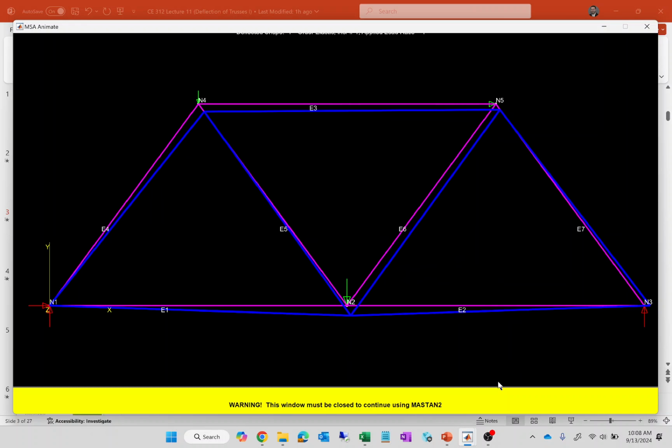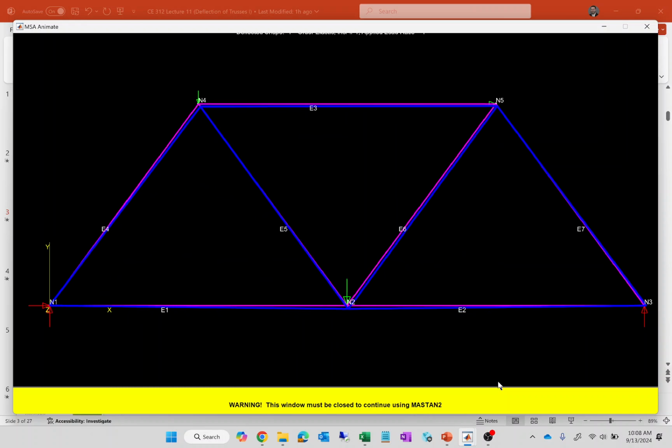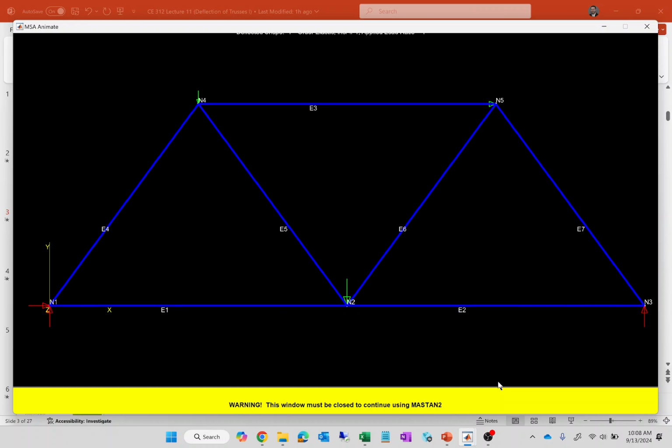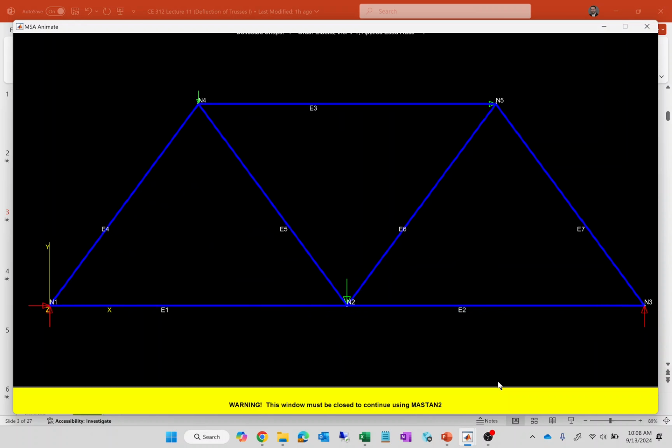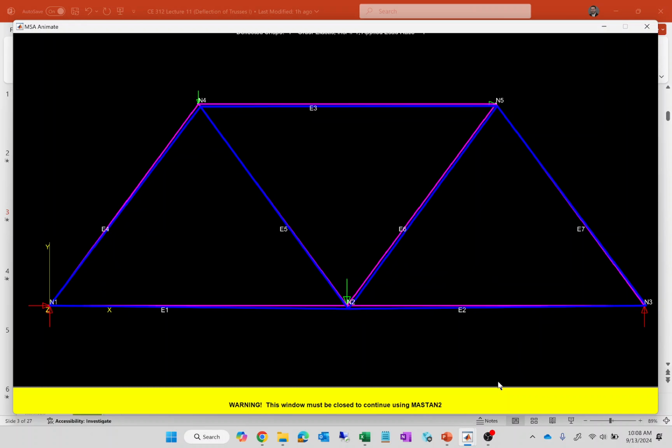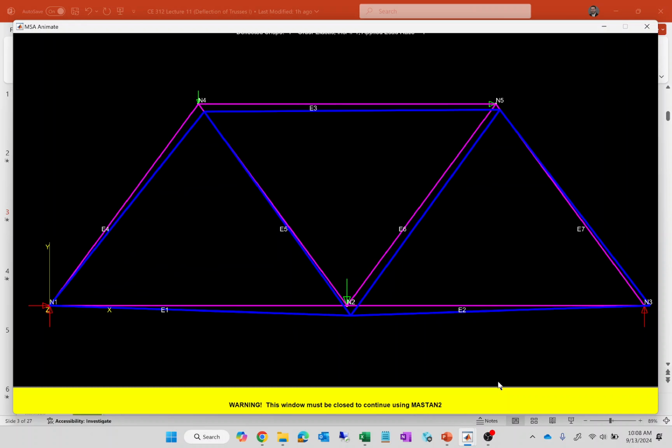Now, you can notice a pink and blue frame that's animating, okay? What I am proposing is that the pink frame represents the structure in its undeformed shape before we apply the loads. And then the blue frame is what's happening as you apply those loads, and the structure deforms, right? Sort of like a rubber band, okay? Like you apply load, it deforms, okay?